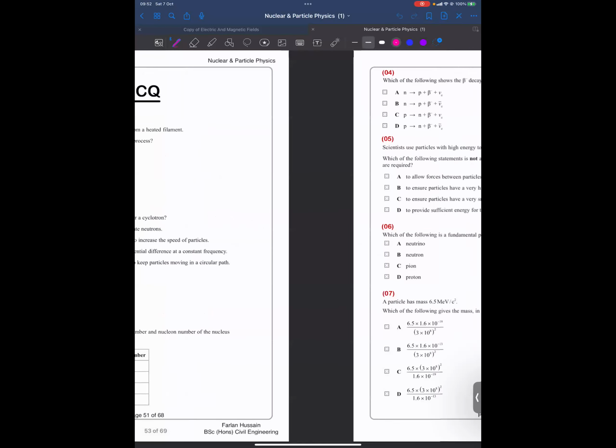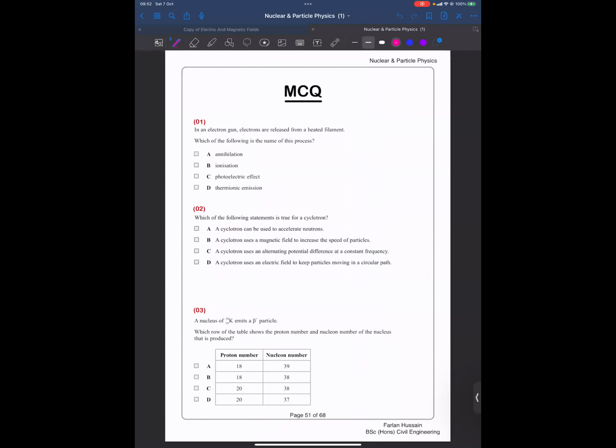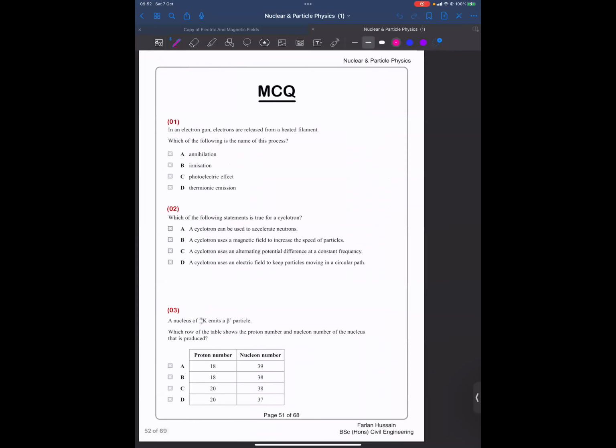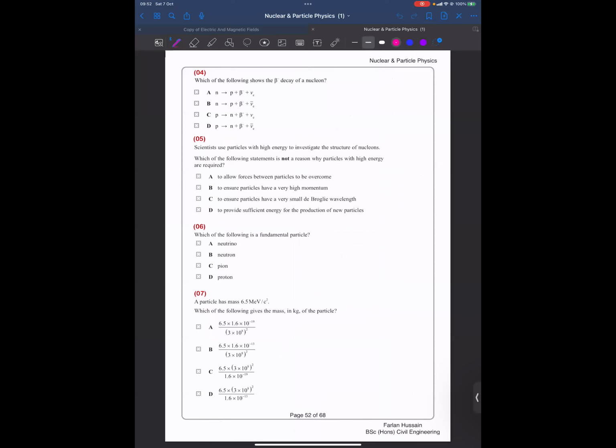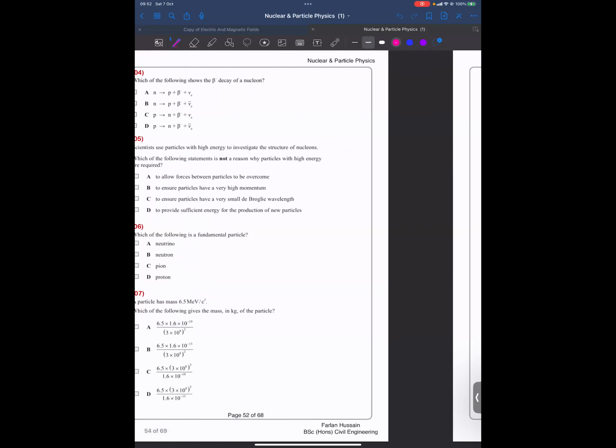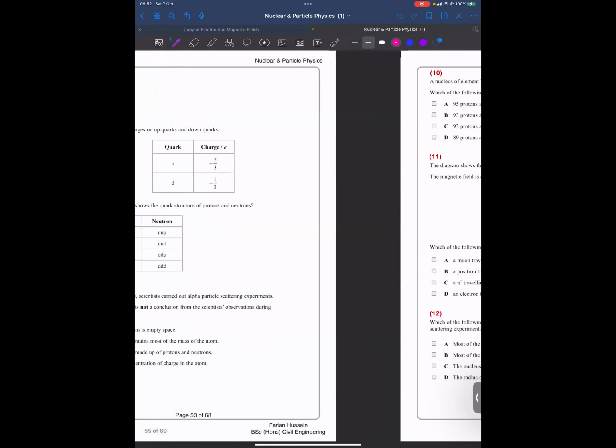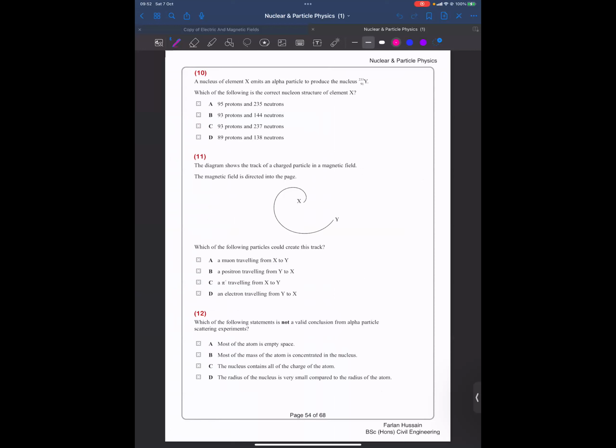Right, guys, turn from page number 51 onwards, you will find MCQ questions. So go to those. Under that, question number 12 on page number 54.